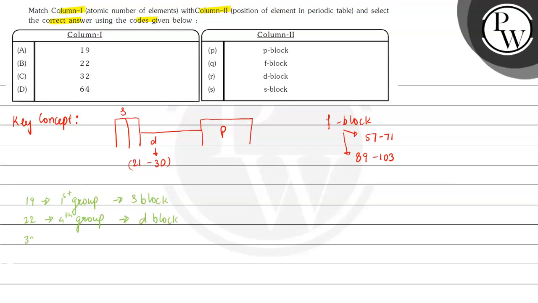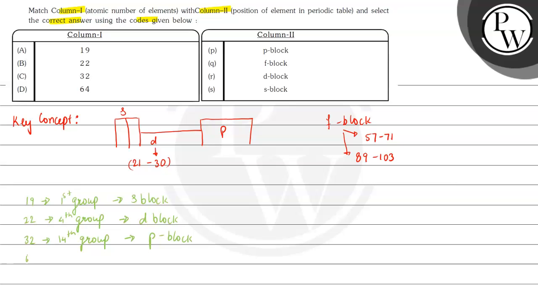Next we have 32. So 21 to 30 are D block elements. So 32 will be a part of P block element, and here 2 plus 10 is 12, then 13 and 14th. So this will be a part of the 14th group and it will belong to P block.